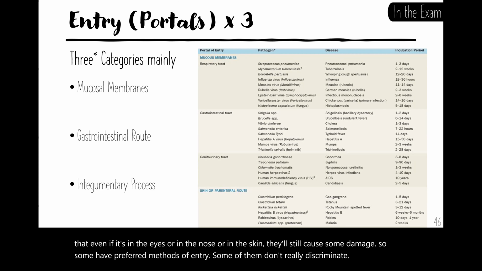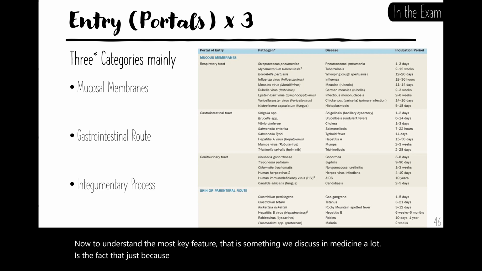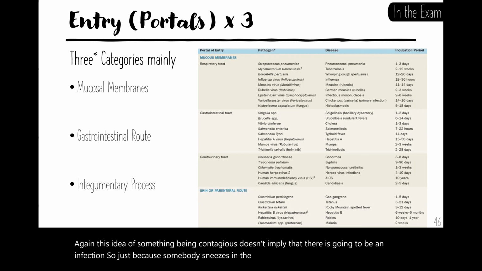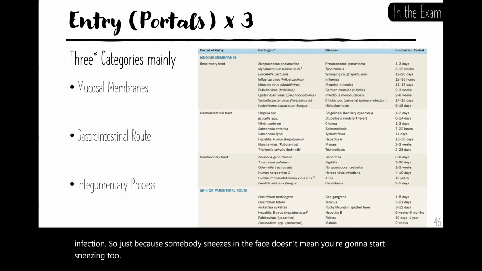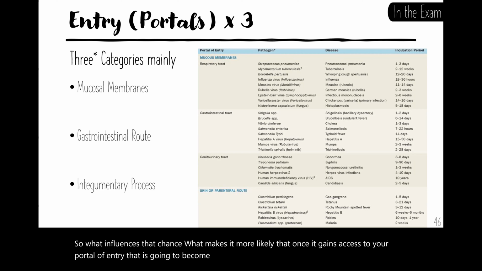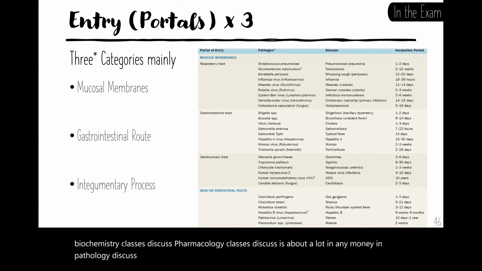Now, to understand the most key feature that we discuss in medicine a lot: just because you're exposed doesn't mean you're going to get the disease, right? Again, this idea of something being contagious doesn't imply that there's going to be an infection. Okay, so just because somebody sneezes in your face doesn't mean you're going to start sneezing too. So what influences that chance? What makes it more likely that once it gains access to your portal of entry, it's going to become dangerous? This is something that lots of biochemistry classes, pharmacology classes, and pathology discuss. This is called an infective dose.